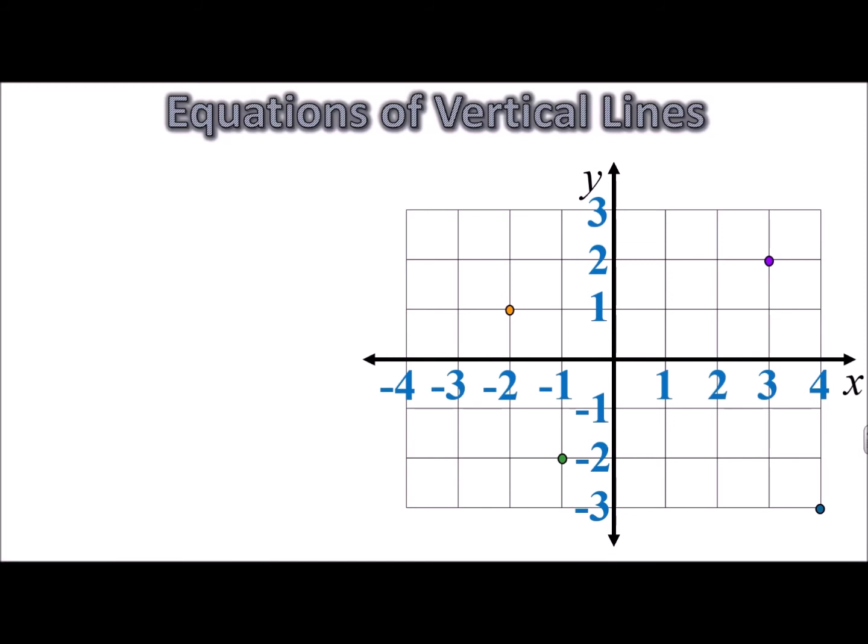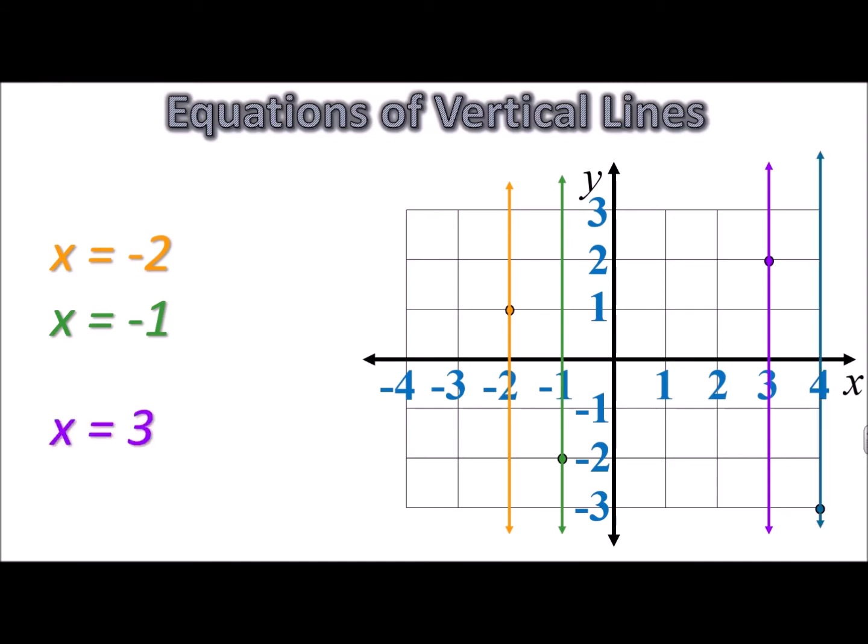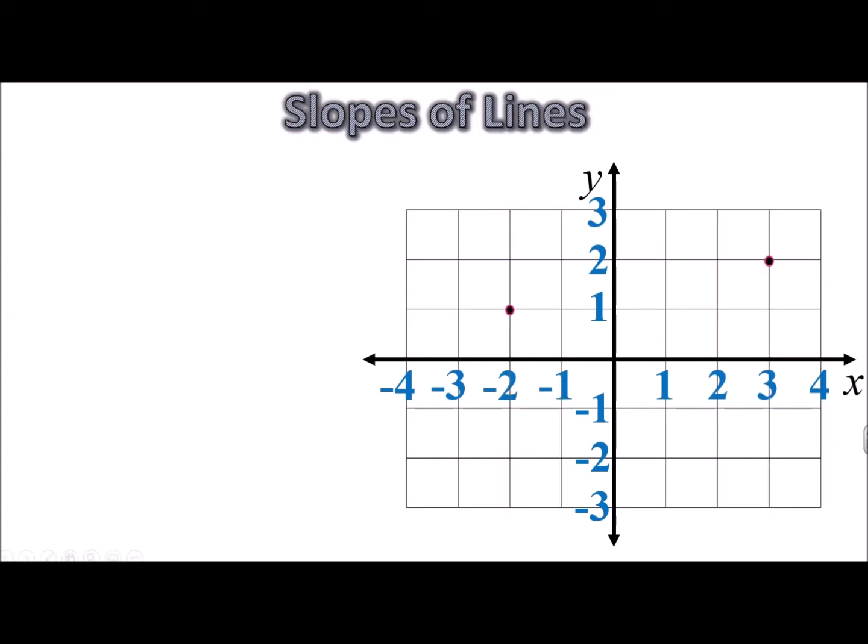Likewise, equations for vertical lines will be x equal to whatever it goes through on the x-axis. So if I want the vertical line that goes through the orange point, the orange line's equation is x = -2. The green line has an equation of x = -1. The purple line has an equation of x = 3. And the blue line has an equation x = 4. Vertical lines are x equal whatever it goes through on the x-axis.